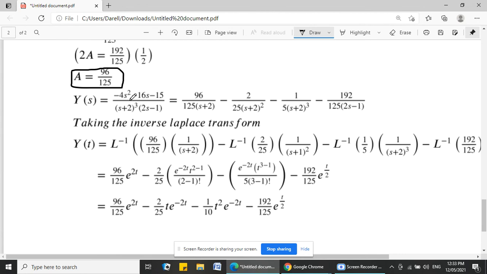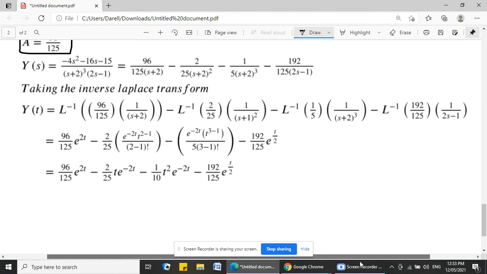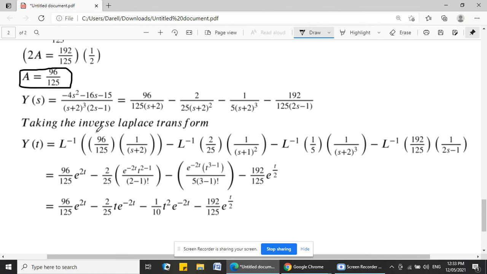So, negative 4s squared minus 16s minus 15 is equals to 96 over 125 times s plus 2, minus 2 over 25 times s plus 2 squared, minus 1 over 5 times s plus 2 cubed, minus 192 over 125 times 2s minus 1. Now, atong sunod buhaton is taking the inverse Laplace transform. So, first, akong gibuhat kay para dali ra siya ma-solve, akong gi-separate ang fraction pagawas.